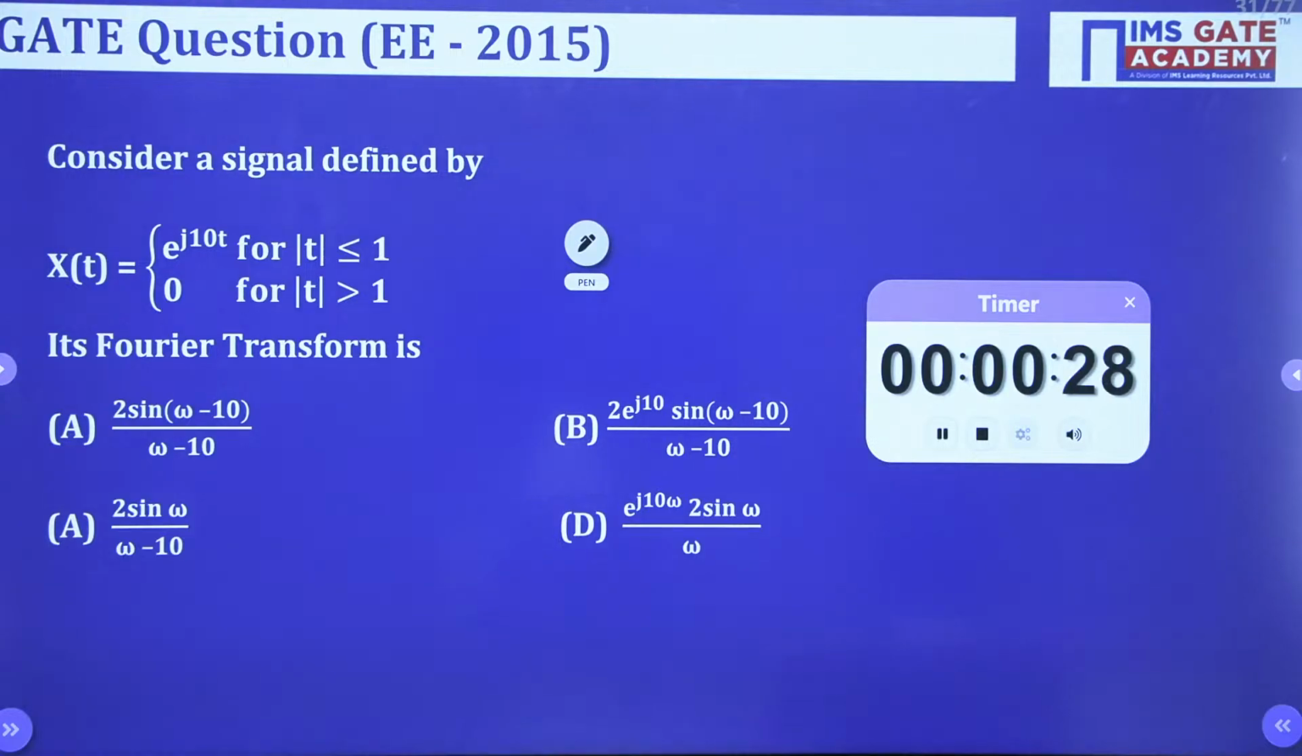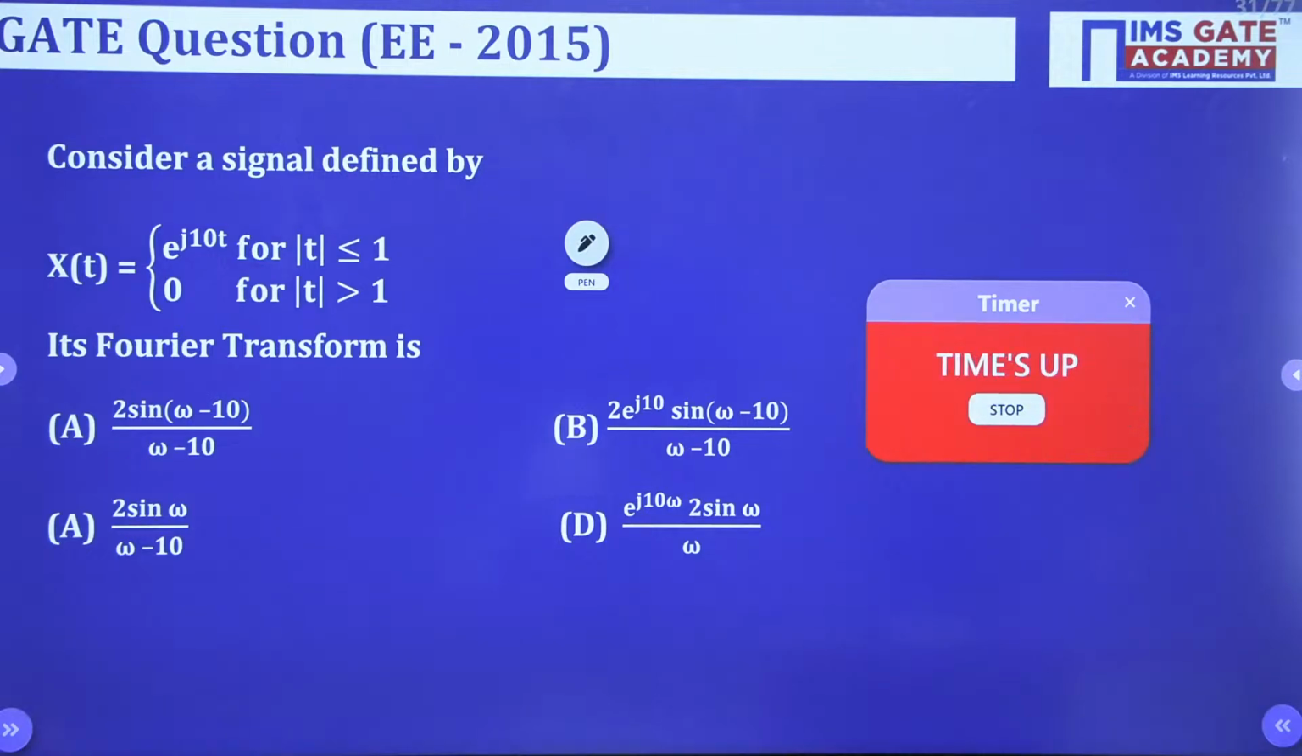All of you guys, just let me know. Shall we go for next, beta? I hope you are trying this question. Anyone who got the answer?